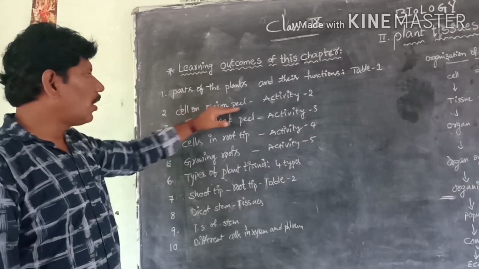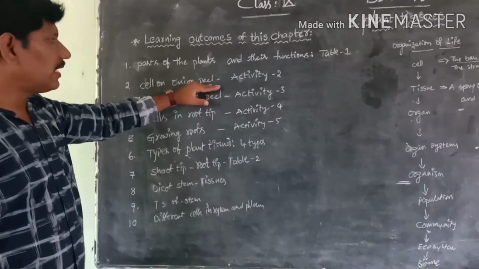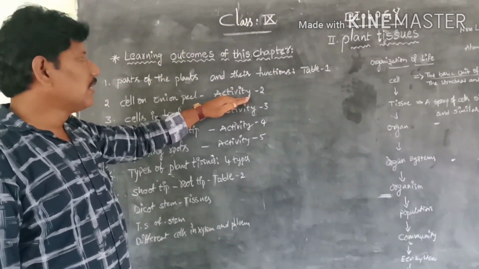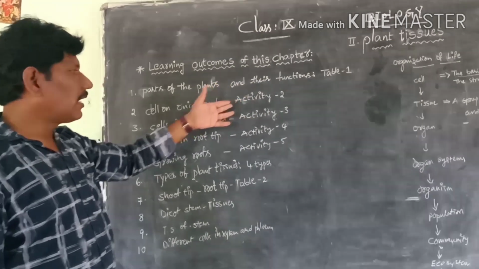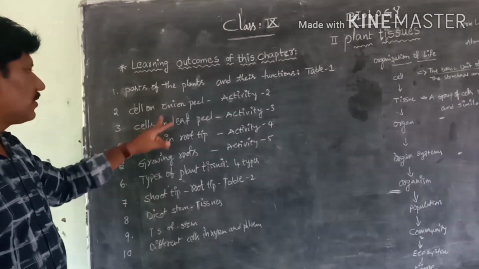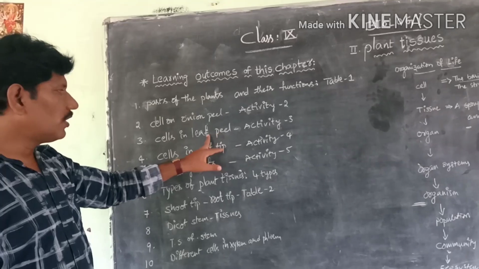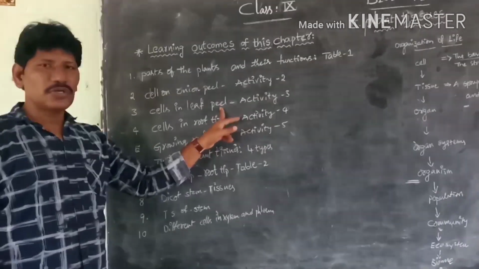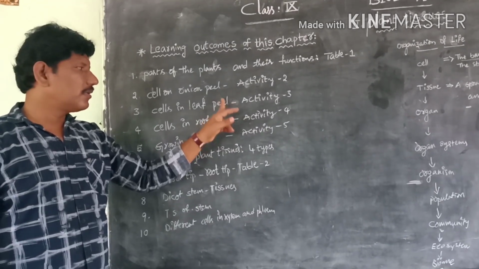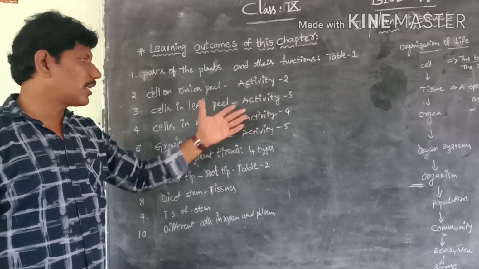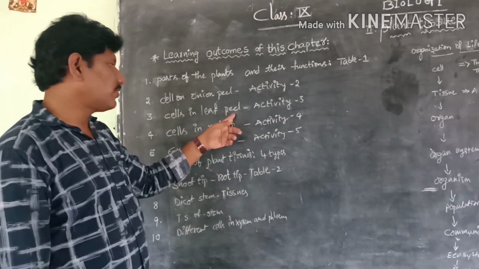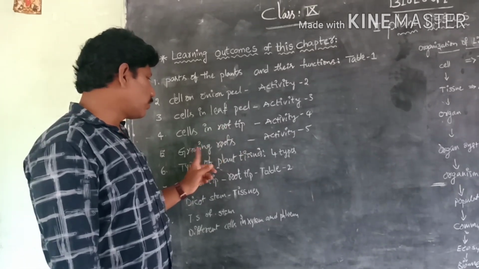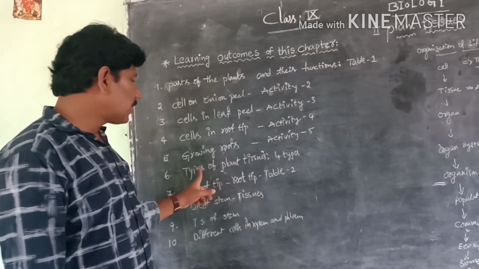Next, cells in the onion peel. We already completed the onion peel cell lab activity in the 8th class itself. One more time we have to refer to it and complete the following questions. Cells in a leaf peel. We already completed the leaf peel in the 9th class first chapter. The same lab activity we can refer to one more time here, and we have to try to answer the following questions. Cells in the root, onion root tip. Next, growing roots.